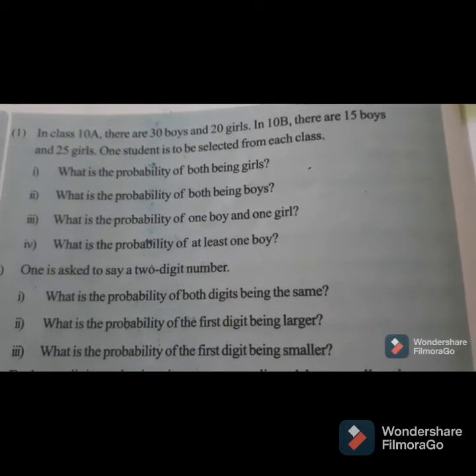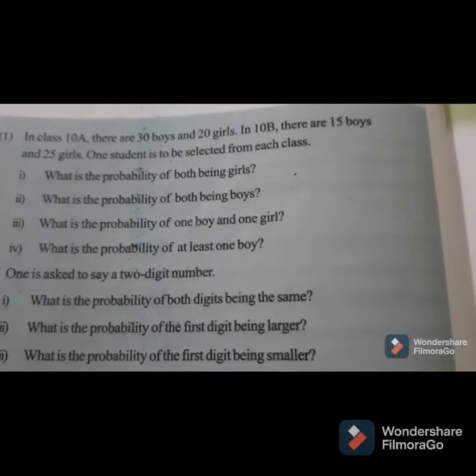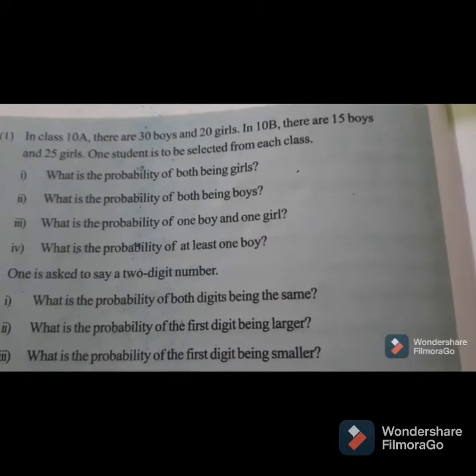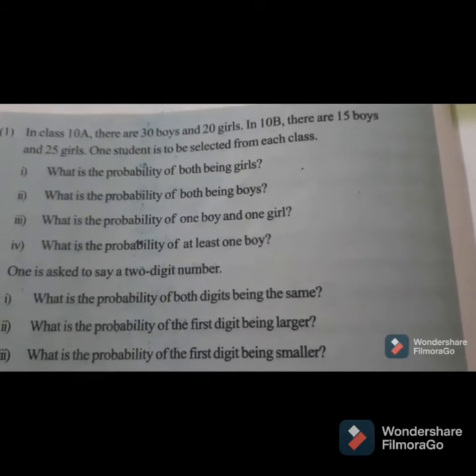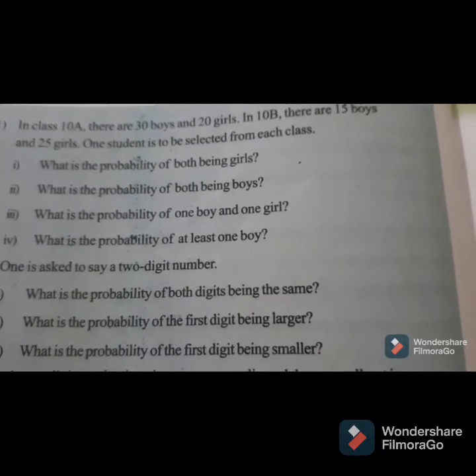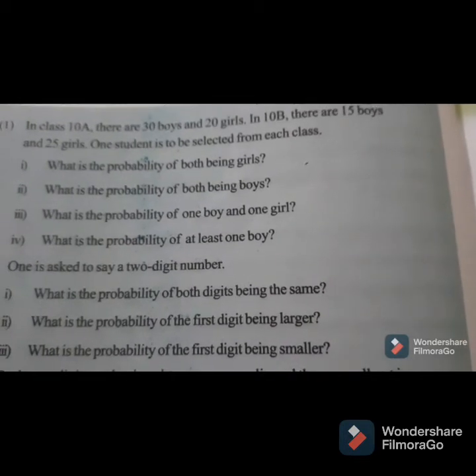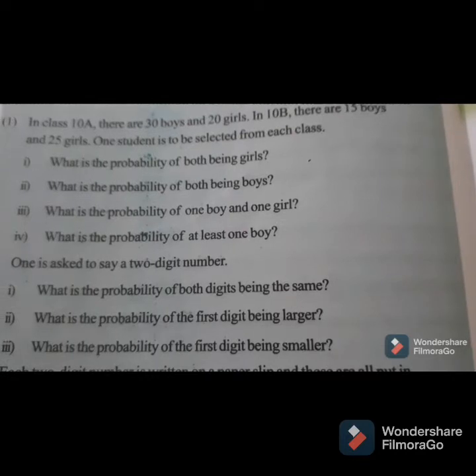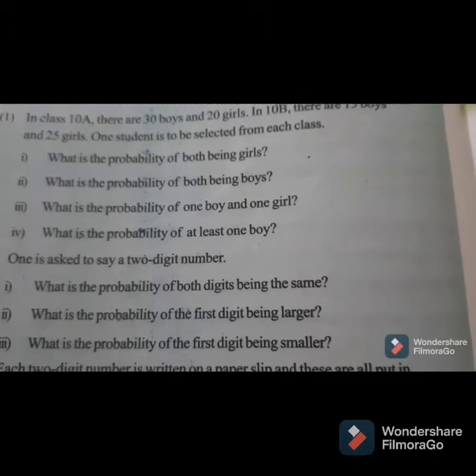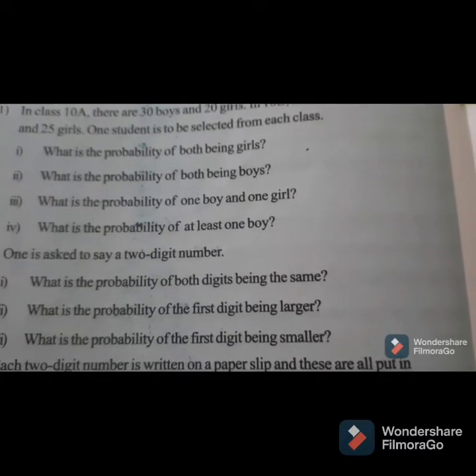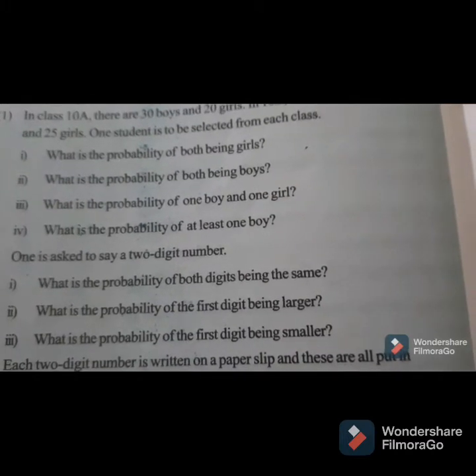In class 10A, there are 30 boys and 20 girls. In 10B, there are 15 boys and 25 girls. One student is to be selected from each class. What is the probability of both being girls? Second question. What is the probability of both being boys? Third question. What is the probability of one boy and one girl? And the last question. What is the probability of at least one boy?